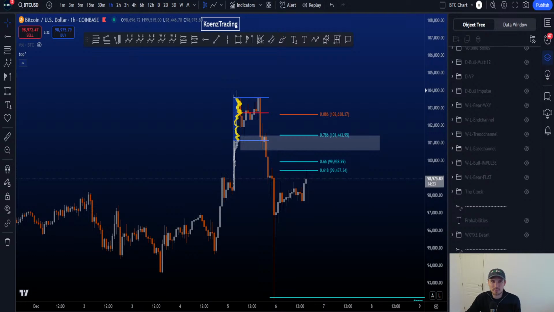Can the wave C in a flat be an expanding diagonal? Yes. Probabilities would suggest that to be low probabilities, of course. If you can do alts later.